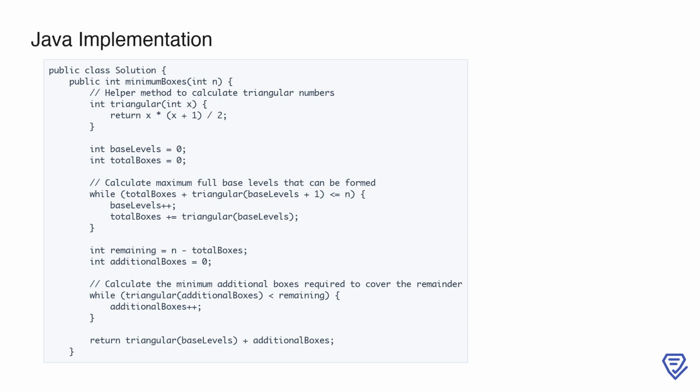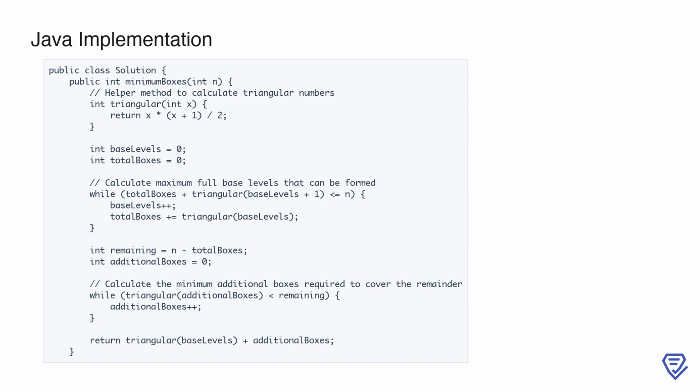Here, we start by defining a method named minimum_boxes that calculates the minimum number of boxes required to build a pyramid-like structure that holds exactly n boxes. To assist with this, we include a helper method called triangular, which computes triangular numbers using the formula x(x+1)/2. This formula is crucial because triangular numbers represent the total number of items in a complete triangular arrangement with x rows. Next, we initialize two variables, base_levels, to track the number of full levels in the pyramid's base, and total_boxes, to keep a running total of the boxes used so far.